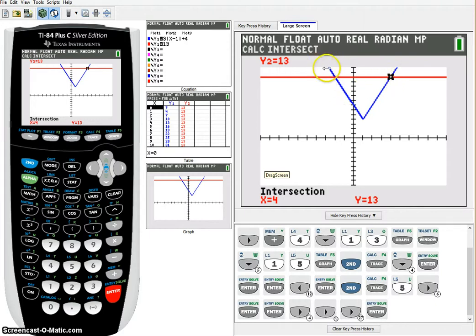So that means the blue line is greater than the red line when x is less than -2 or when x is greater than 4. So we can see it's above it when x is less than -2 and above it when x is greater than 4. And that's using our calculator to solve the problem.